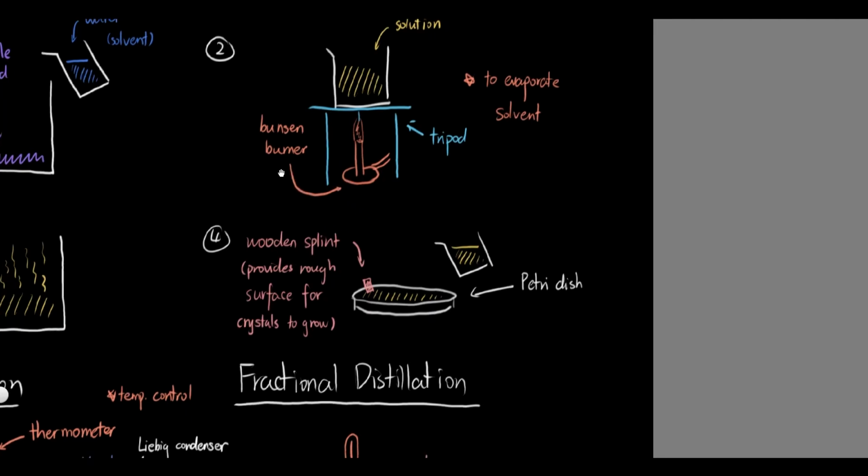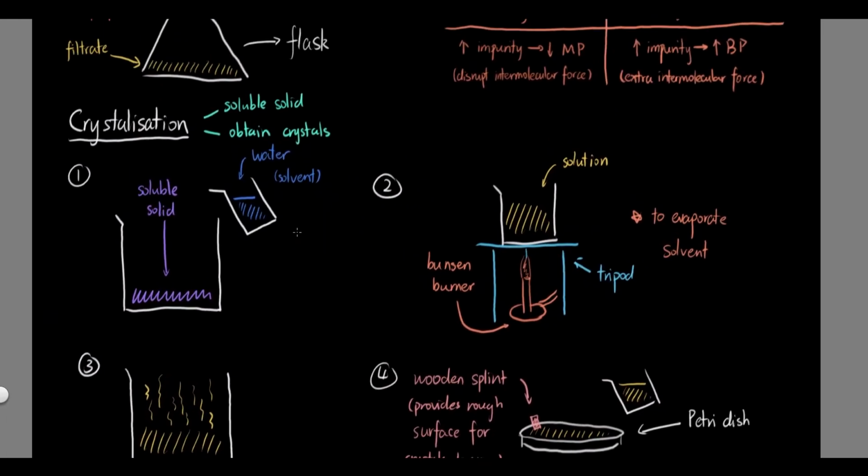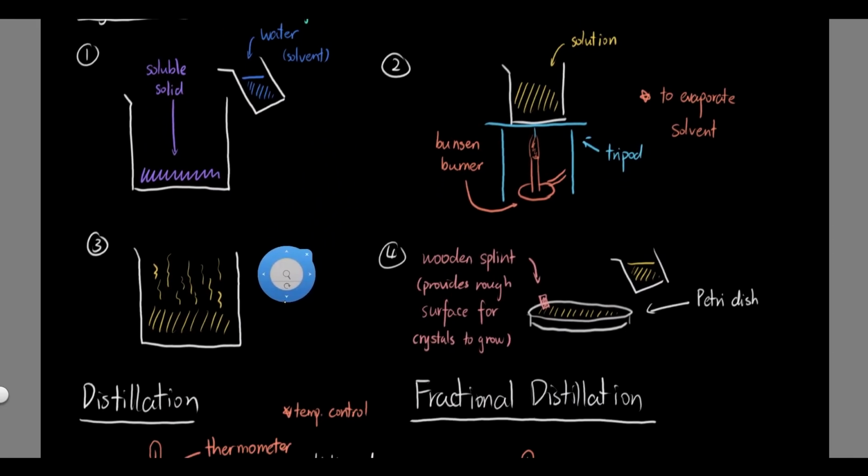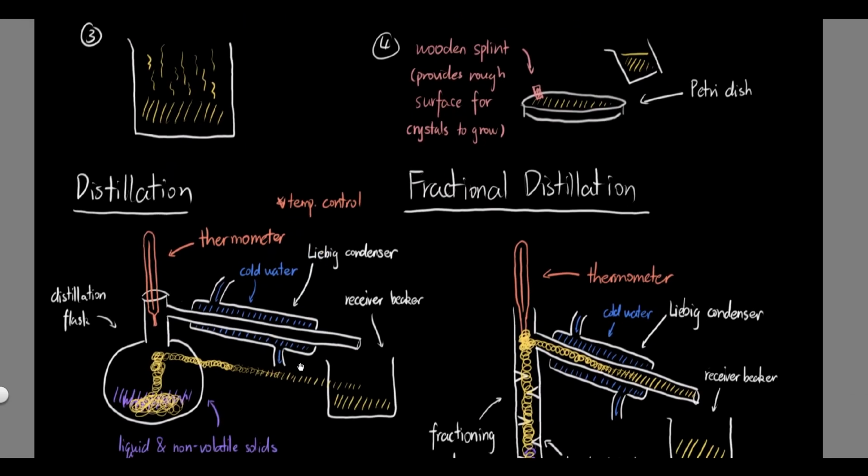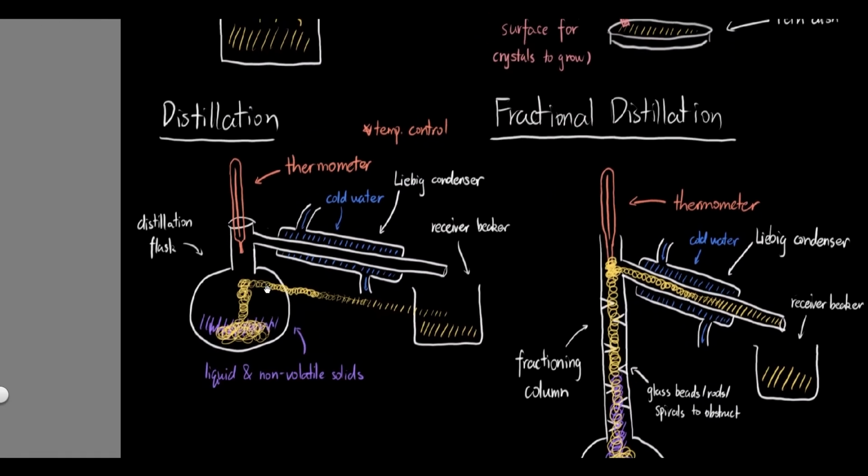Alright, so that's basically it for crystallization. It's used for soluble solids, just soluble stuff, and it is used to obtain crystals. It can be used with, let's say, copper sulfate, which is a very beautiful example. I love the color of copper sulfate. But anyway, moving on, we have distillation and fractional distillation.